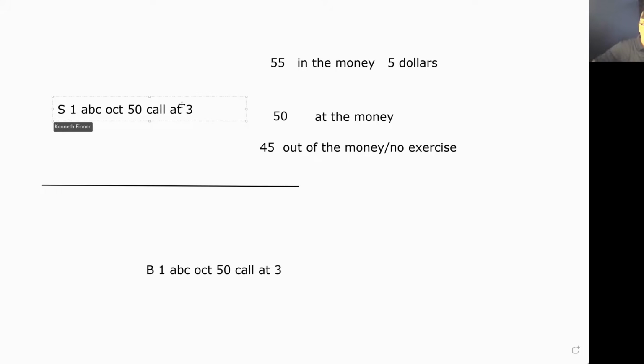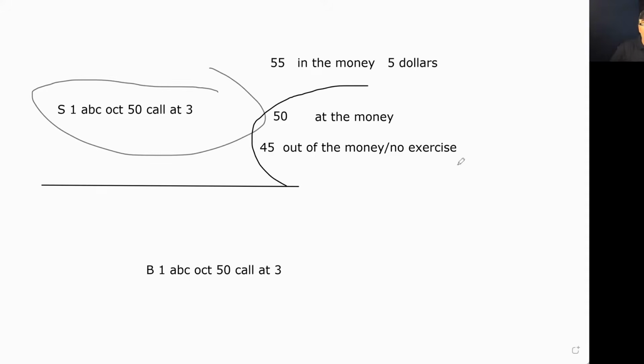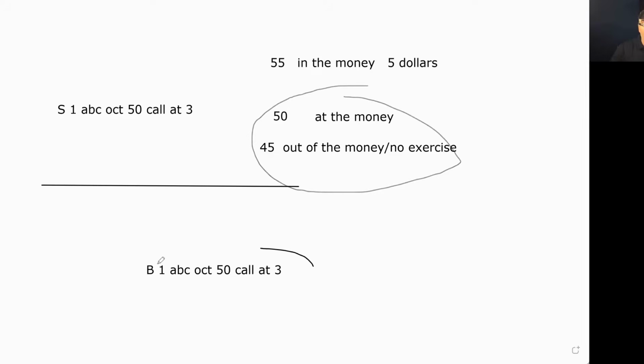Now, again, it's all about the call. So anything above the strike price is in the money on a call, and anything below is out of the money. Now, as a seller, I want it to be at the money or out of the money so that the buyer will not use it and it expires and I keep the $3.